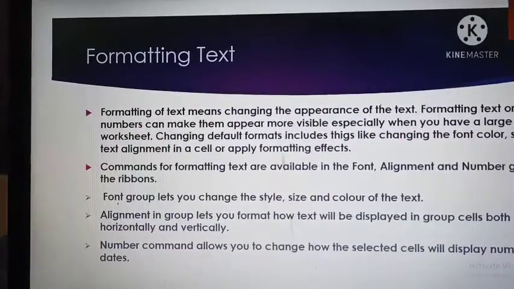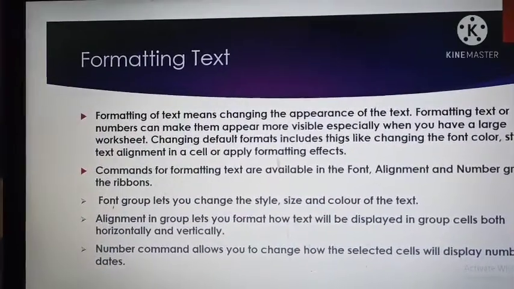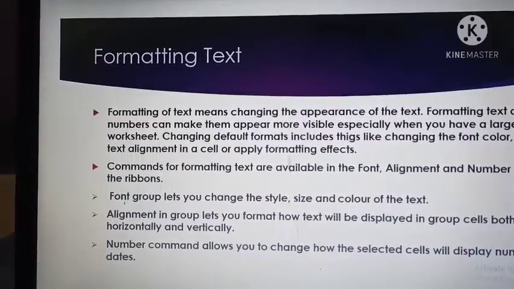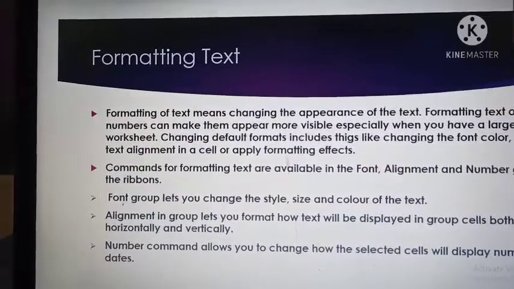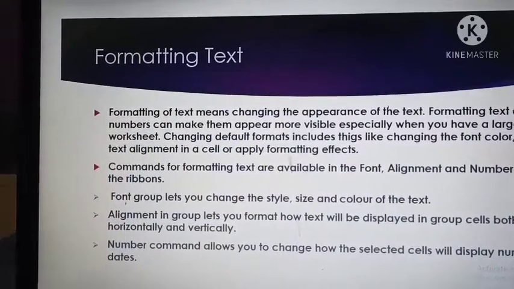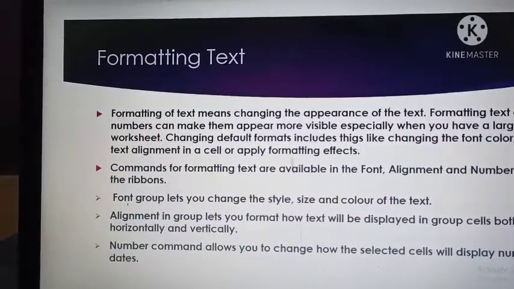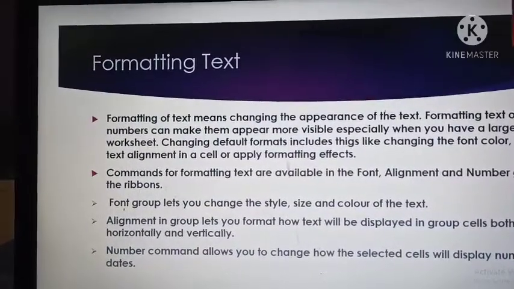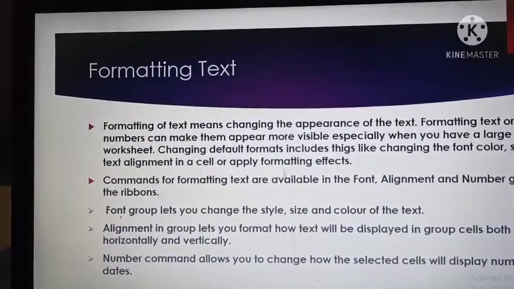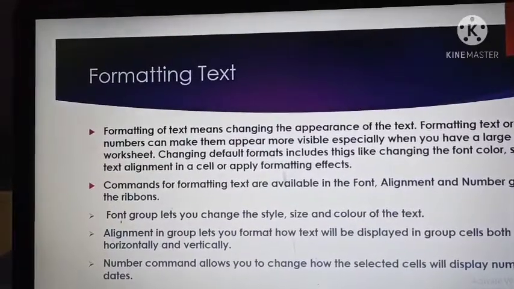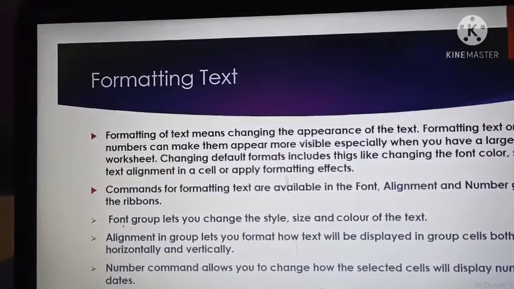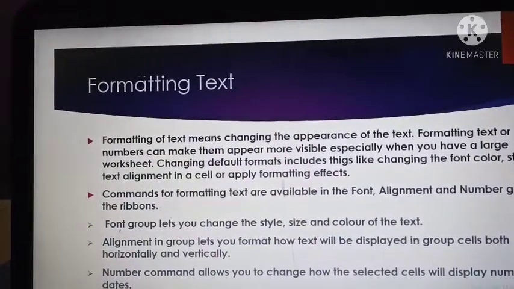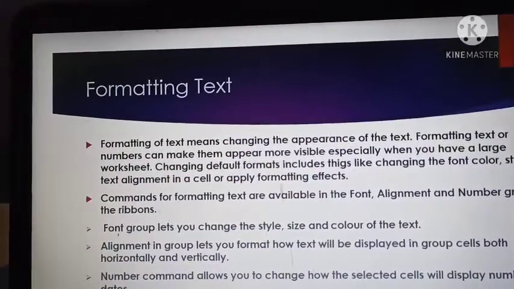First thing is font group. Font group lets you change the style, size and color of the text. Alignment group lets you format how text will be displayed in a cell both horizontally and vertically. Next group is number. Number command allows you to change how the selected cell will display number and dates.